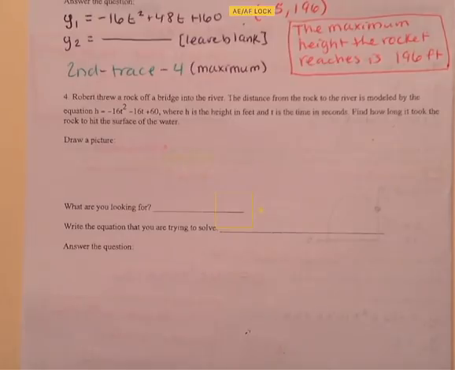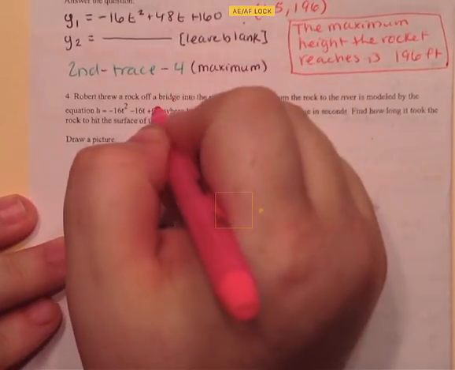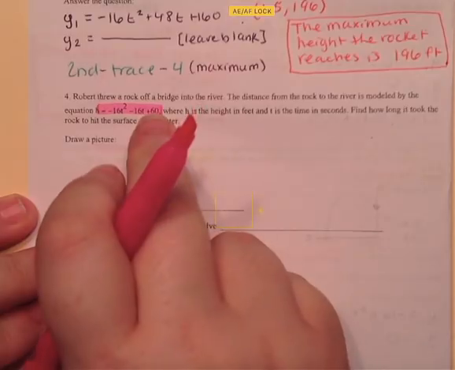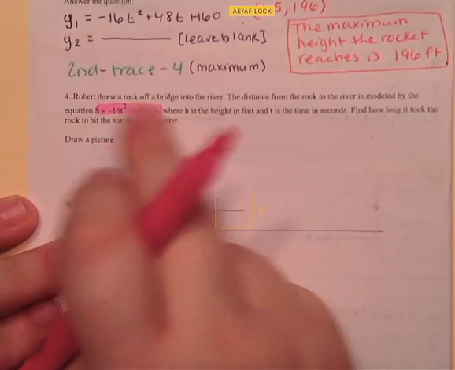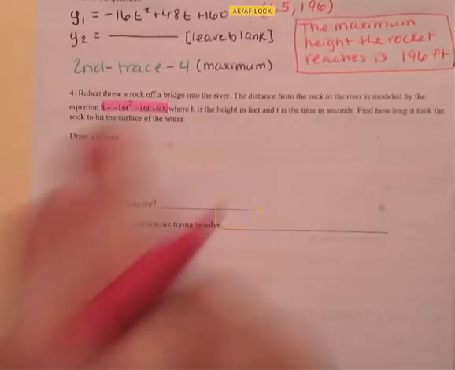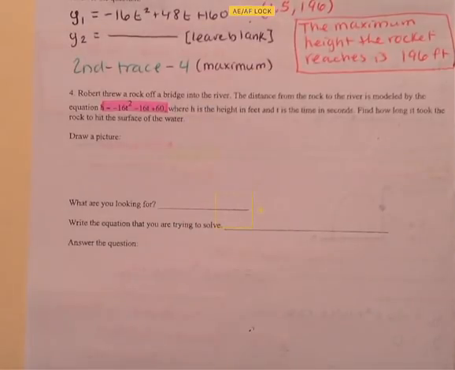So we have the equation. It is in standard form. So that plus 60, that's your y-intercept, that's actually where Robert was located. That means the bridge is actually 60 feet above the river.